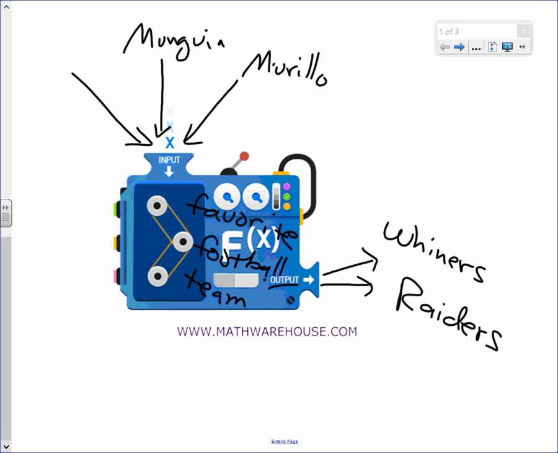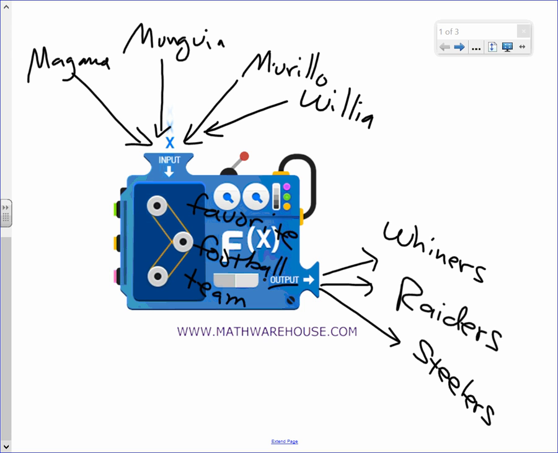If I put in Magana, the what? You guys with me? What should I put for the Steelers? All right, here we go. Williams. So look at, we have the same output now. Steelers. So two different inputs but the same output. And that's okay for a function to be that way. Okay, that's favorite football team.